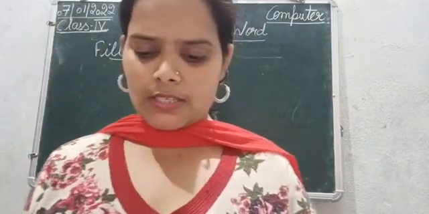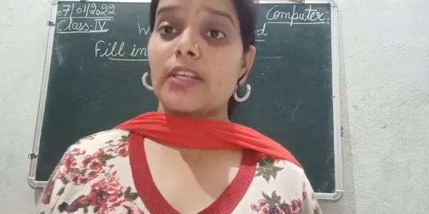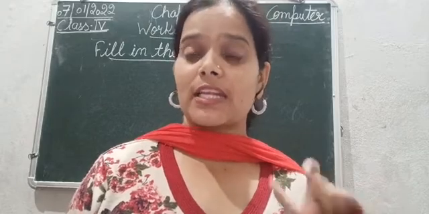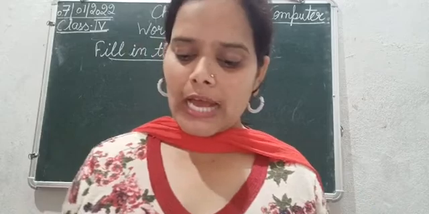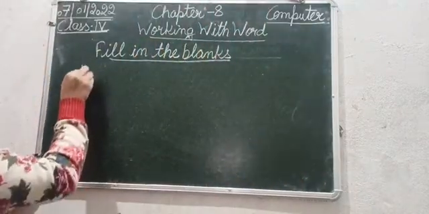So the first is, selected text appears dash on screen. So whenever we select a text, how does it appear? It appears highlighted on the screen. Okay, so selected text appears highlighted on screen. So the answer for the first one is highlighted.